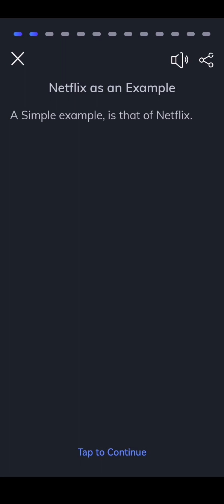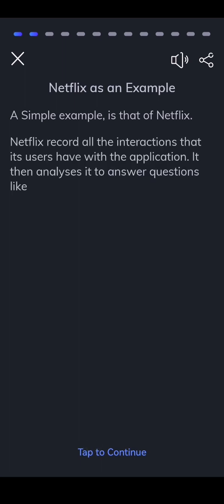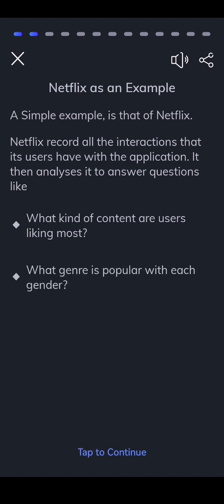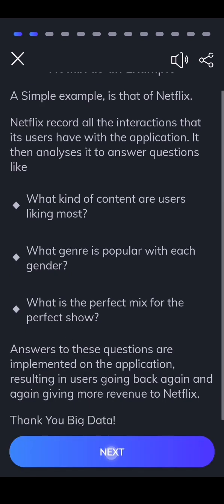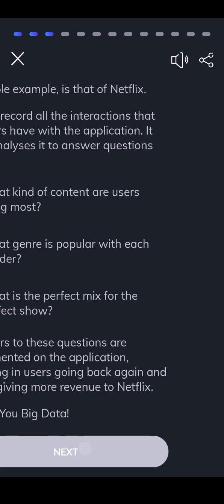A simple example is that of Netflix. Netflix records all the interactions that its users have with the application. It then analyzes it to answer questions like: what kind of content are users liking most? What genre is popular with each gender? What is the perfect mix for the perfect show? Answers to these questions are implemented on the application, resulting in users going back again and again, giving more revenue to Netflix. Thank you, Big Data.